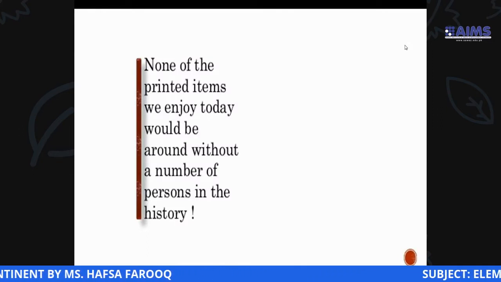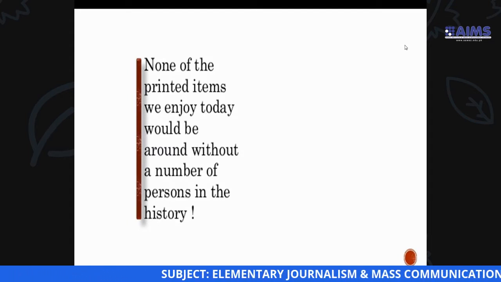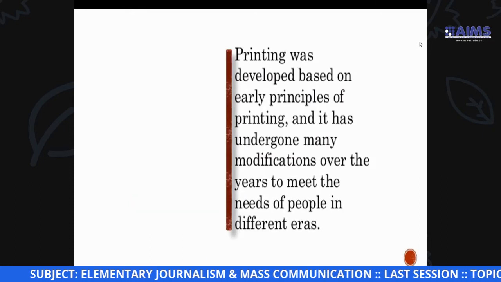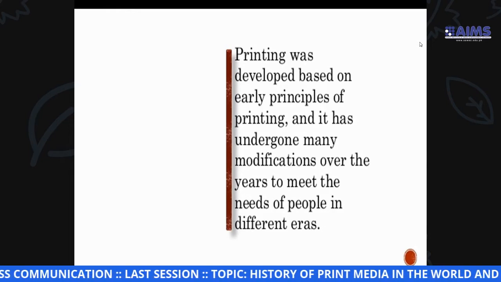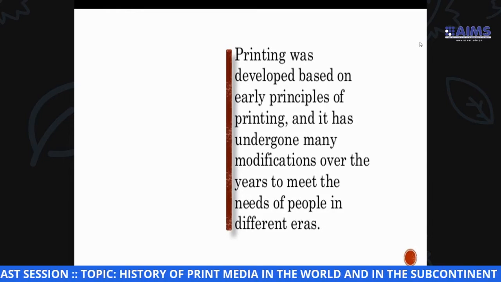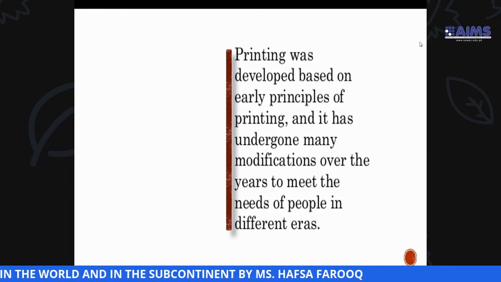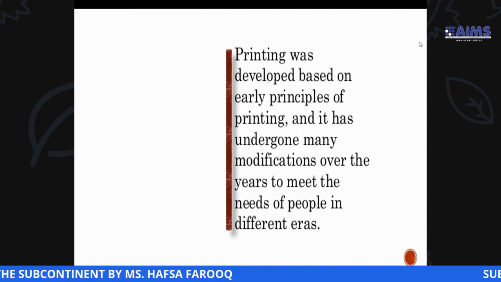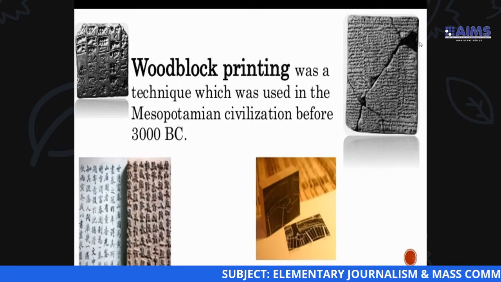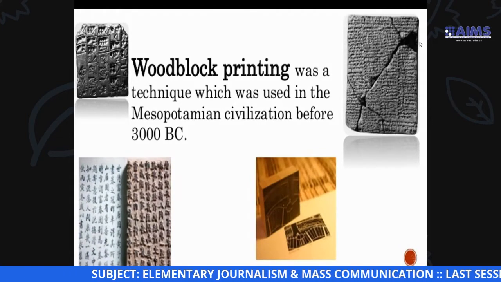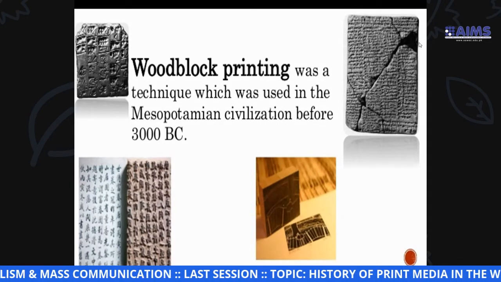None of the printed items we enjoy today would be around without a number of persons in the history. Printing was developed based on early principles of printing, and it has undergone many modifications over the years to meet the needs of people in different eras. Woodblock printing was a technique which was used in the Mesopotamian civilization before 3000 BC.